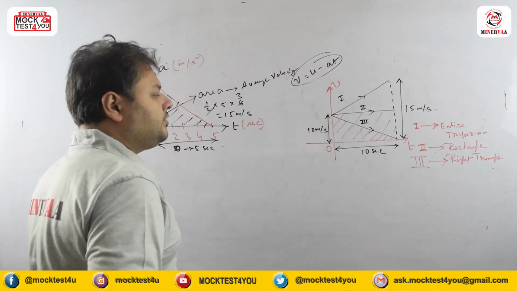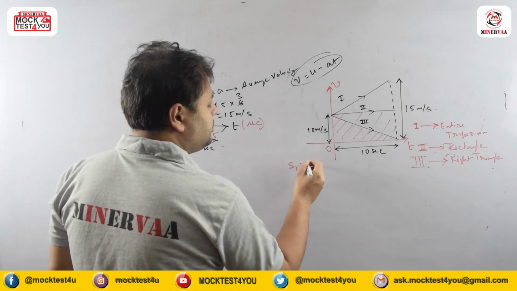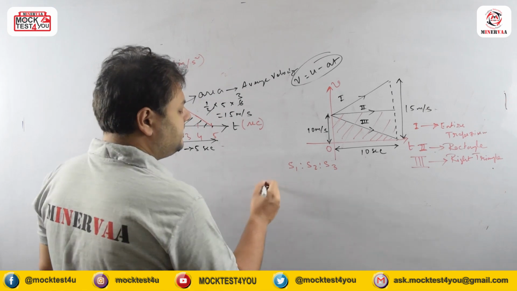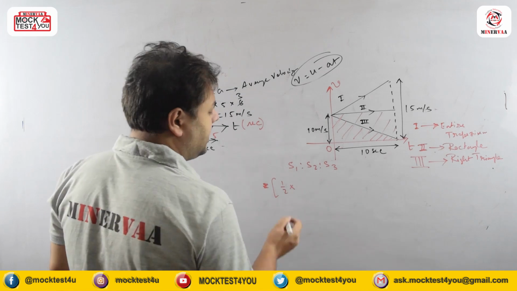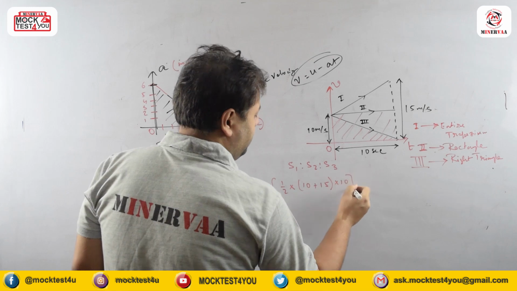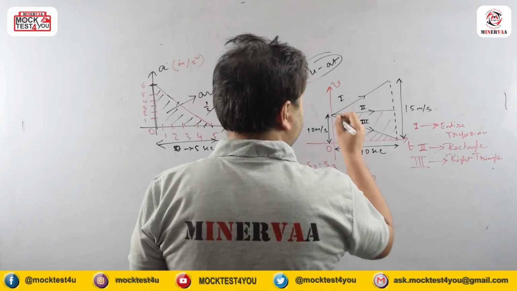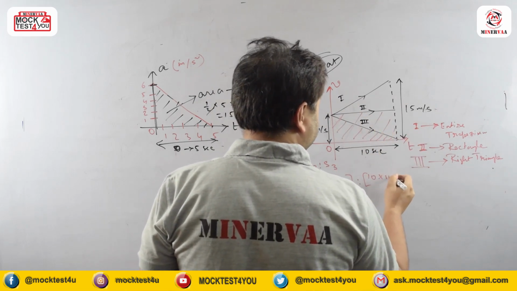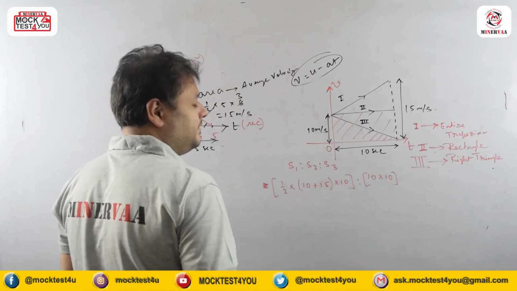So how can we actually find out the ratio of these distances? We can write S1 is to S2 is to S3. For the trapezium, it is half into the sum of the parallel sides, that is 10 plus 15, into 10. S2 is the rectangle, which will actually look like a square. So it is 10 into 10. It's a square, as we have been given the same dimensions, so it has to be a square.